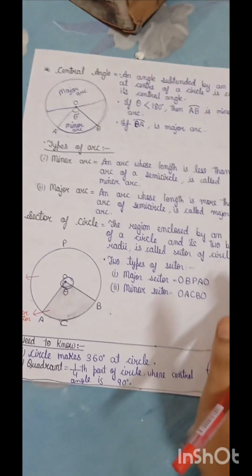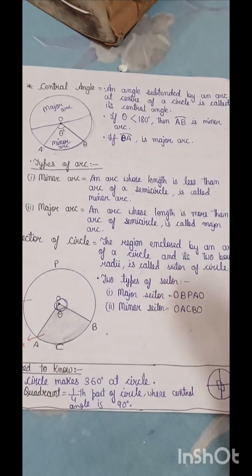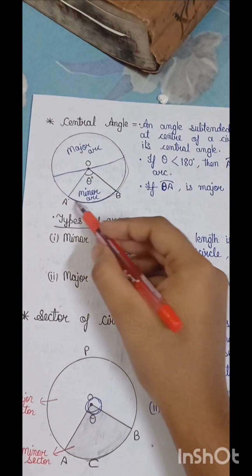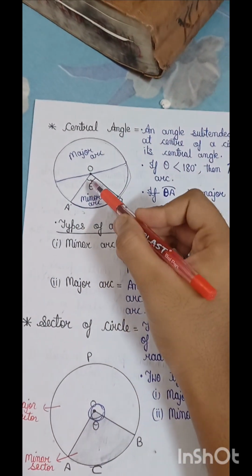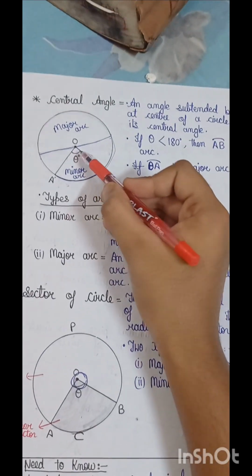Okay. Coming to the central angle. So a central angle is basically an angle that is subtended by an arc at the center of the circle. As you can see here, AB is an arc and it subtends an angle theta at the center of the circle, and this is what is known as the central angle.